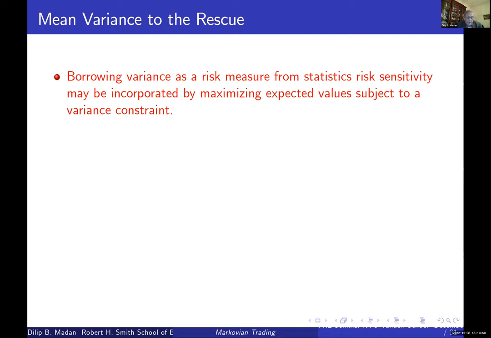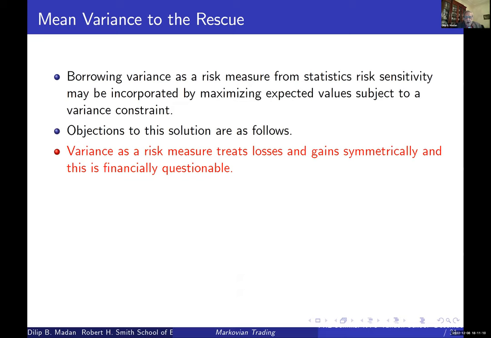Well, we've all understood and learned about variance, borrowed from statistics, as a measure of risk in early days. This was commonly a thing to do. You maximized expected value subject to a variance constraint, which is viewed as a risk constraint. The objections to this in today's world are as follows. One, variance as a risk measure treats losses and gains symmetrically, and financially this is questionable. People have no complaint about making money. Losing money is what they're worried about. So the symmetry is not really respecting one's understanding of the problem.